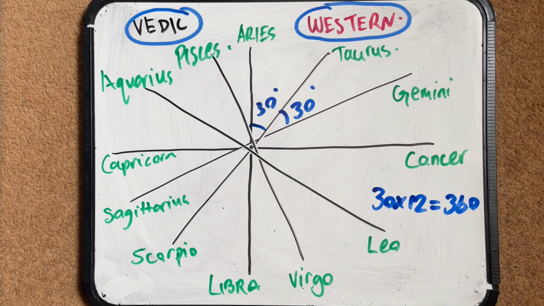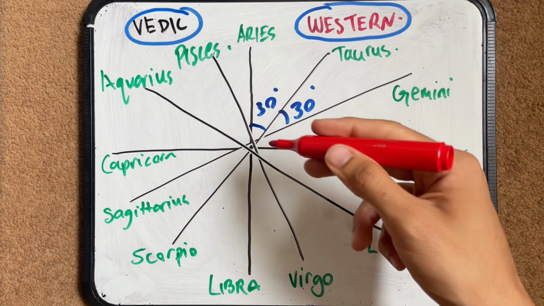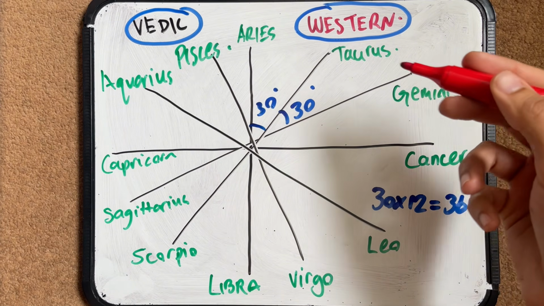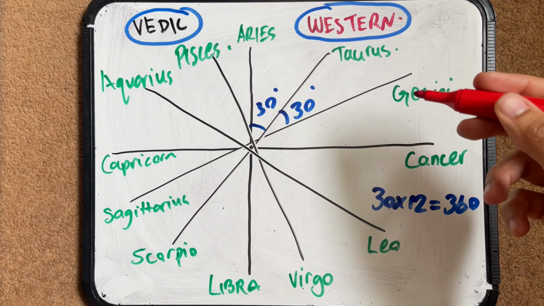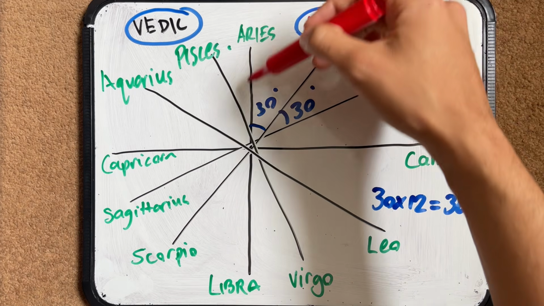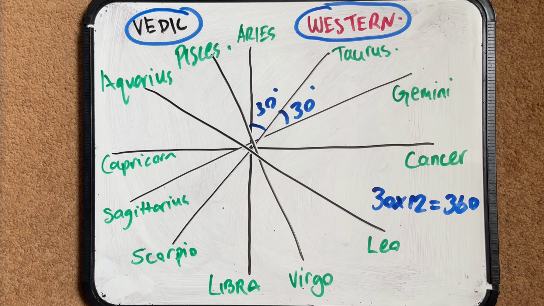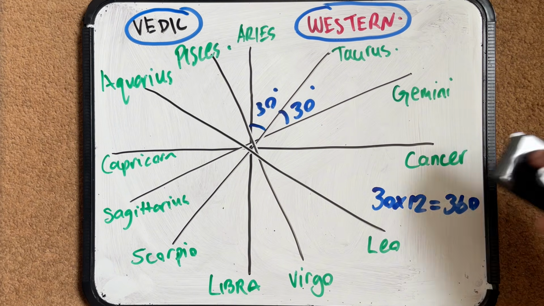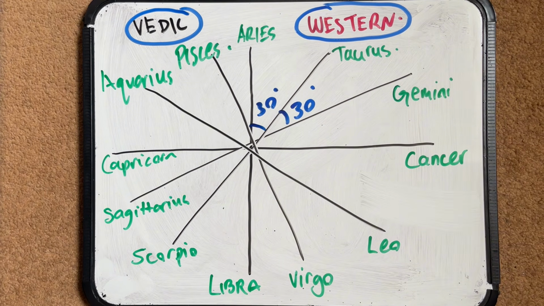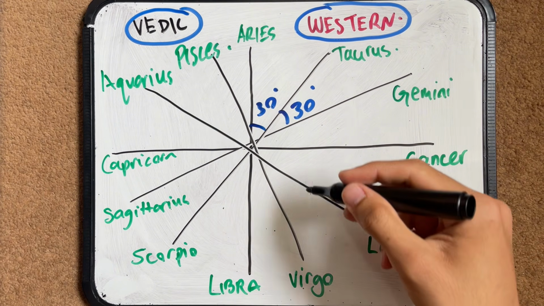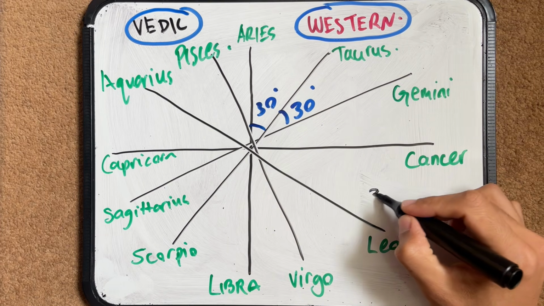The question is, where do we place 0 degrees? Where is 0? Because once we decide where Aries begins, every other sign follows from there, 30 degrees at a time. This is where tropical and sidereal astrology differ.